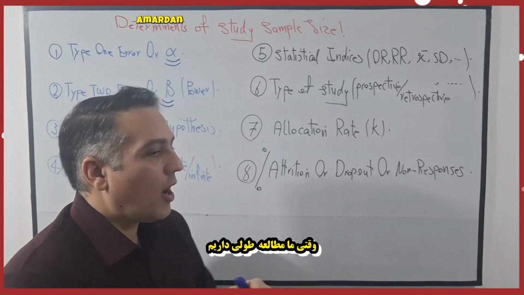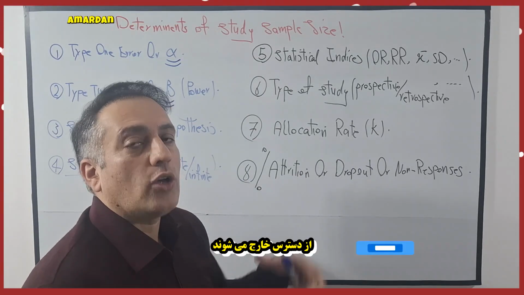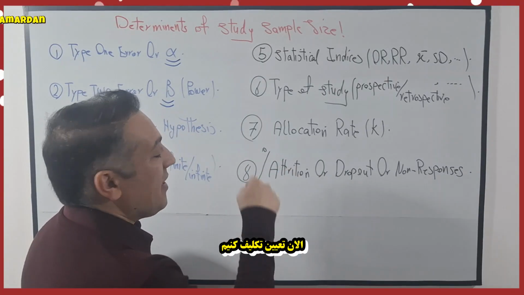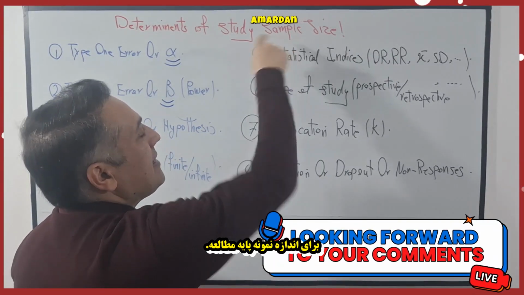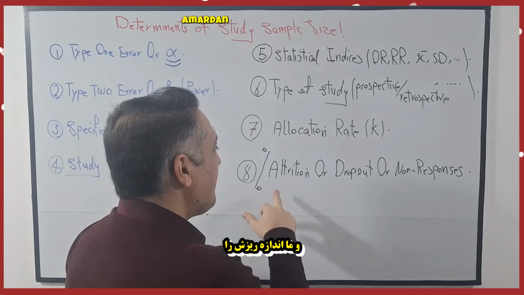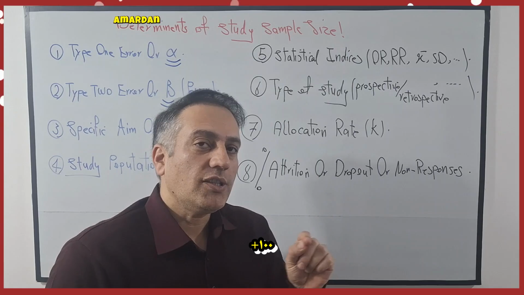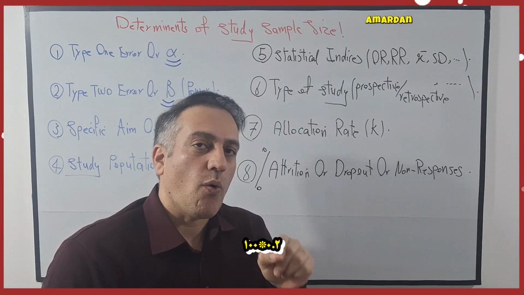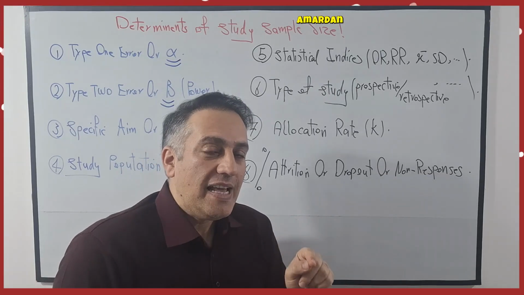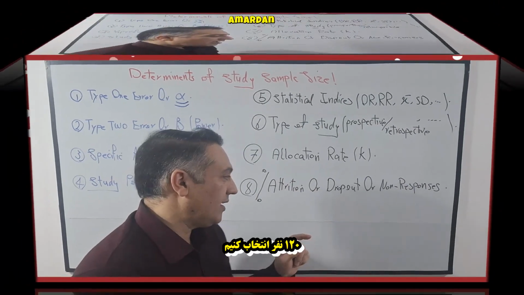Because when we have a longitudinal study, some patients or individuals are lost to follow-up, drop out, or don't respond. Then we have to add this to your base sample size. For example, if your base sample size equals 100 and we set 20% attrition or dropouts, 100 plus 20% of base sample size equals 120, not 100. Then we have to use 120 individuals in my study.